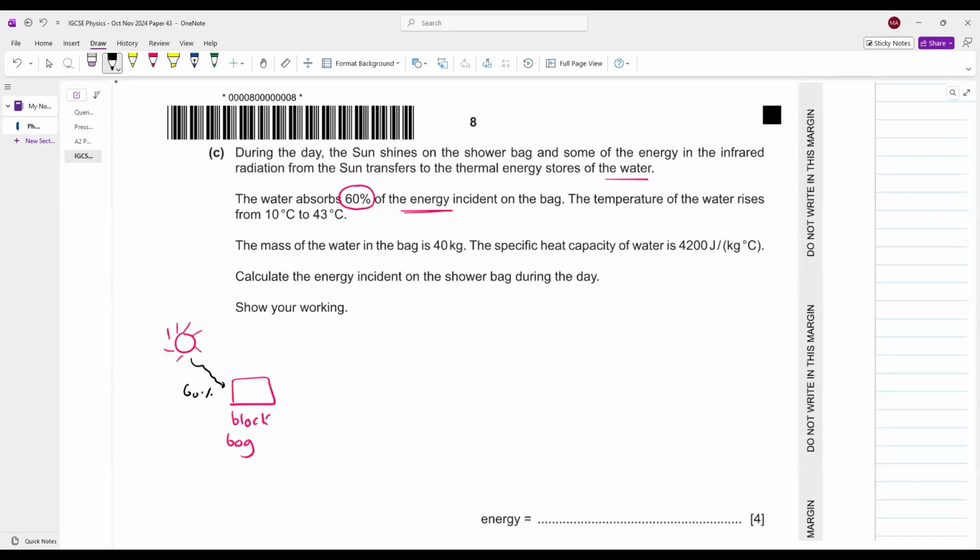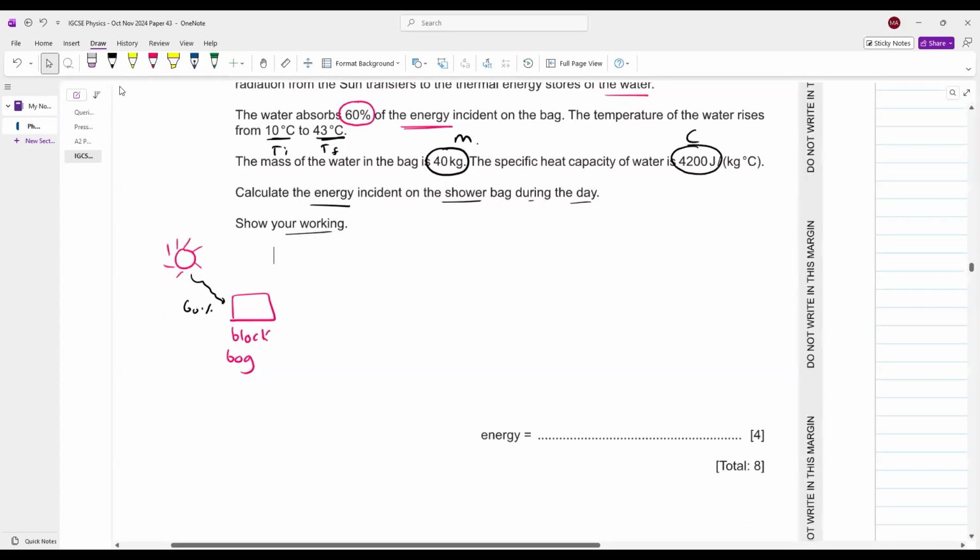The temperature of the water rises from 10 degrees centigrade to 43 degrees centigrade. This is the initial temperature. This is the final temperature. The mass of the water bag is this. The specific heat capacity of the water is this. Perfect. You have to calculate the energy incident on the shower bag during the day. Show your working. First of all, let's apply Q is equal to m c delta T.